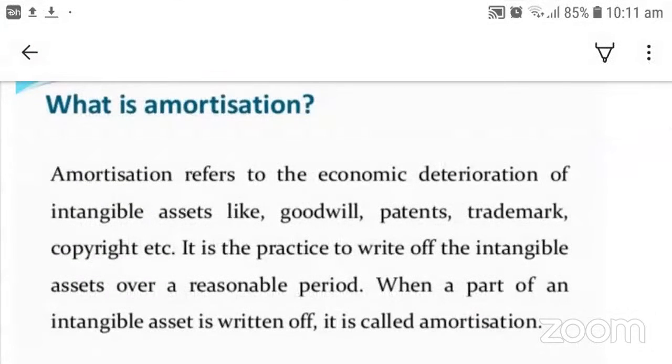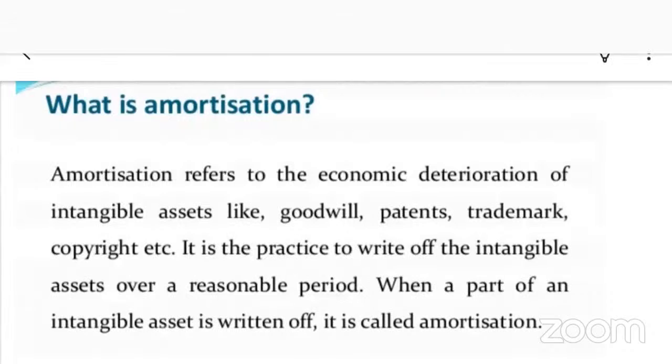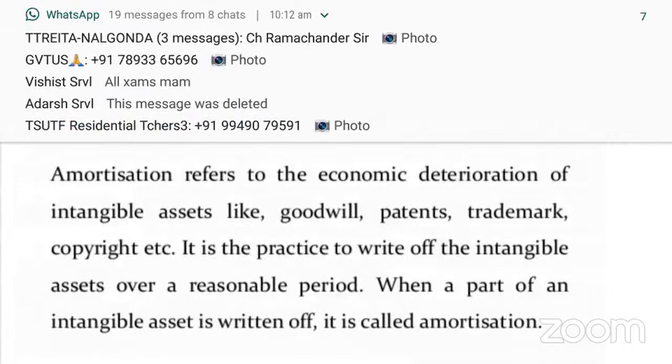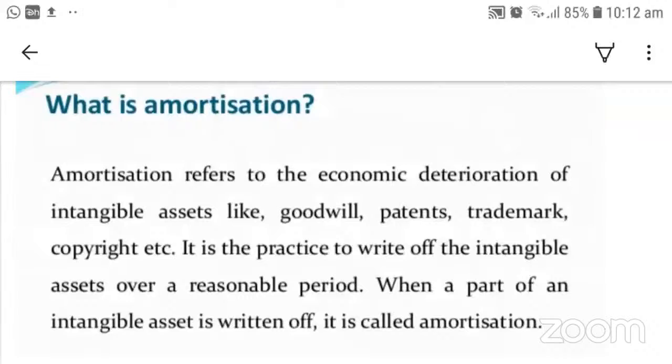Okay, amortization. Amortization means economic deterioration, economic decrease in the goodwill, patents, trademarks, copyrights, etc. It is a practice to write off the intangible assets over a reasonable period. When a part of an intangible asset is written off, it is called amortization. This is a new word in depreciation for the intangible assets.